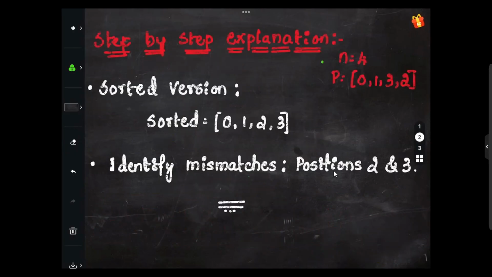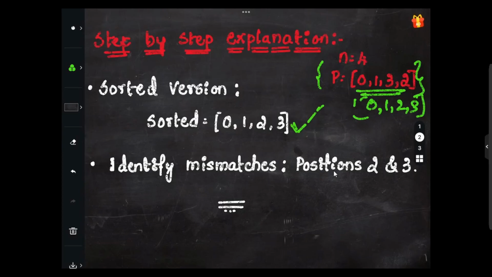So n we have been given, and for p we have 0, 1, 3, 2. First, what we will do is sort this permutation of the numbers that we have been given: 0, 1, 3, 2. When we sort this in ascending order, we will get 0, 1, 2, 3.